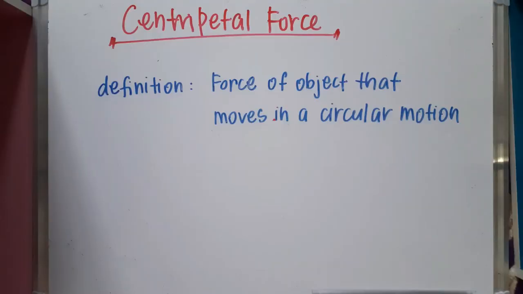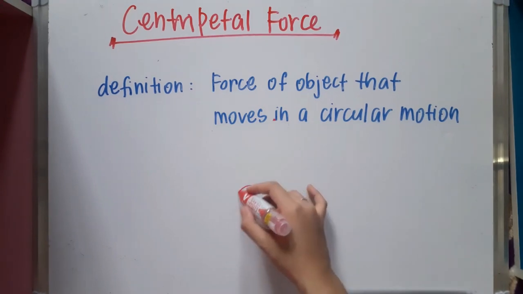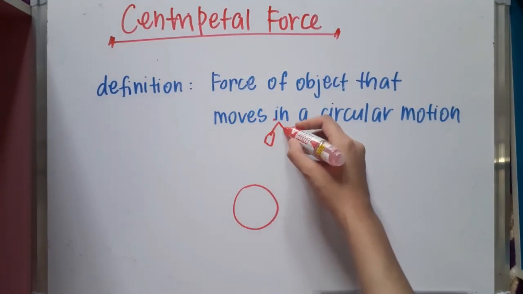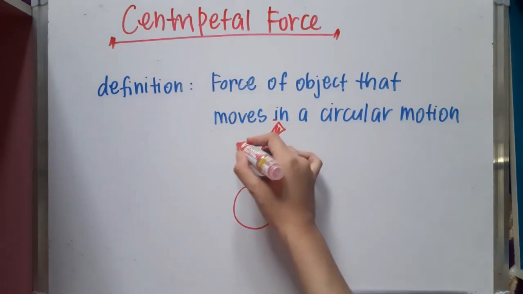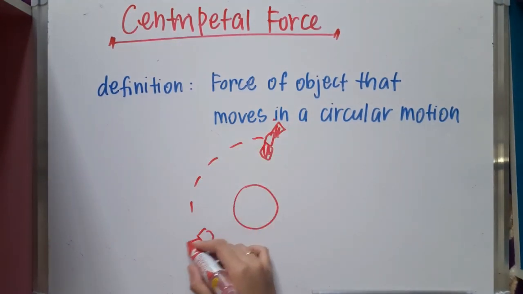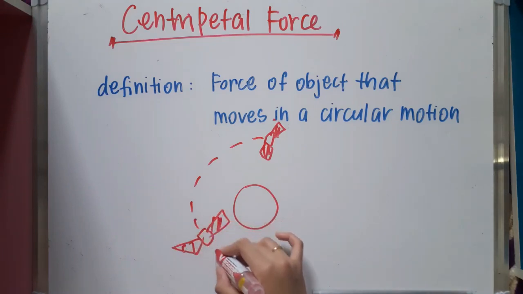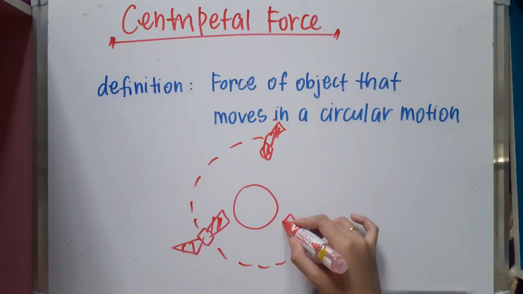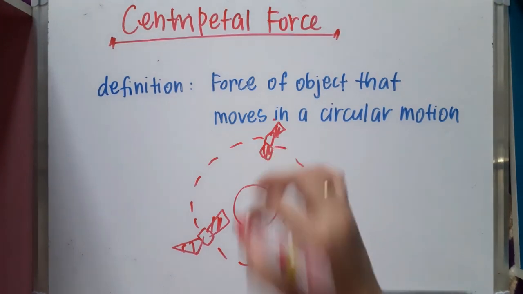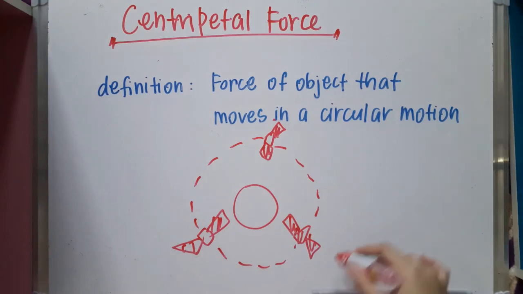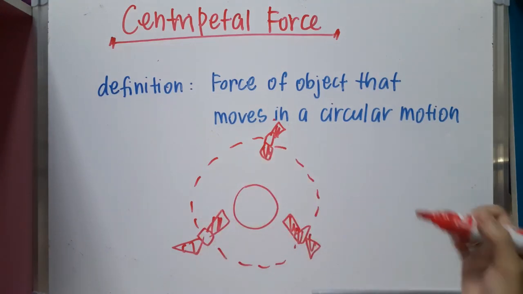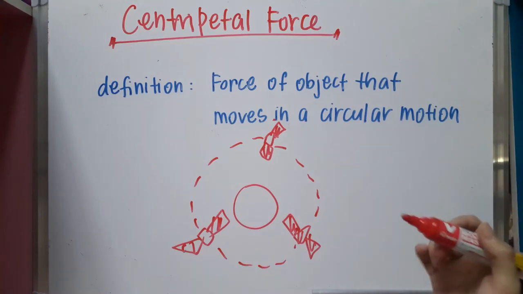Okay class, let's move to part B, which is centripetal force. So what is centripetal force? Centripetal force is the force on an object that moves in a circular motion. Means if we have the Earth and we have the satellite moving in a circular motion, from this situation we will have the centripetal force.